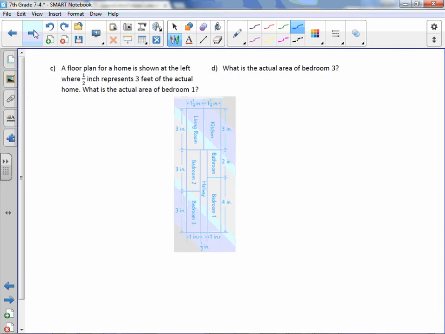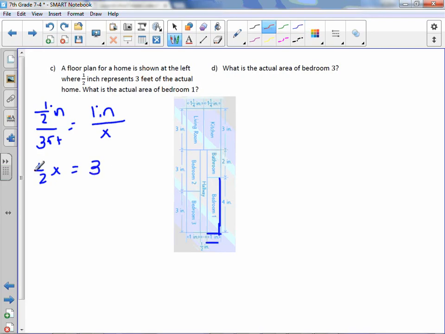A floor plan for a home is shown below, where 1/2 inch represents 3 feet of the actual home. What is the actual area of bedroom 1? So let's look at bedroom 1. We need to find the length and the width in feet. So let's start with our scale. 1/2 inch over 3 feet equals, well, we'll do our width here, 1 inch over x. Cross multiply. 1/2 x equals 3. Multiply by that reciprocal to get it away from x. So multiply by 2 over 1. And we get x equals 6 feet.